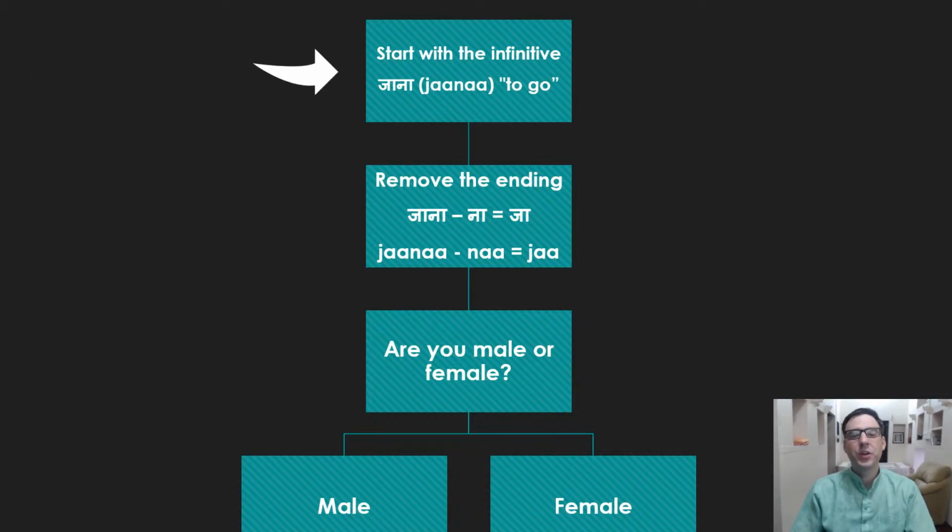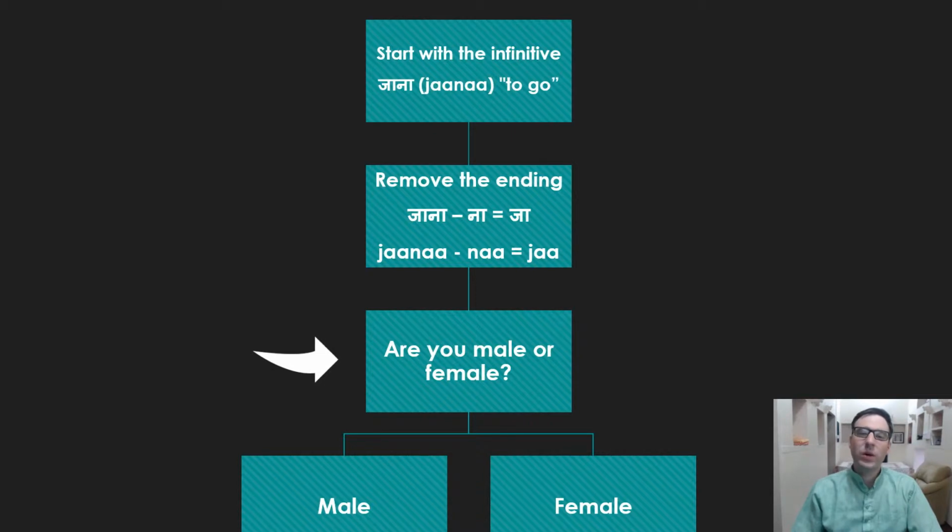The first thing that we're going to do is start with the infinitive. Remember, I said we always begin with the infinitive. And the very first thing that you want to do with the infinitive is simply remove the ending. So again, if our example verb is jana, which I already told you means to go, jana is the infinitive form with the na. We simply take off the na, so jana minus na equals what? Ja. So ja is our root, the root of the verb.